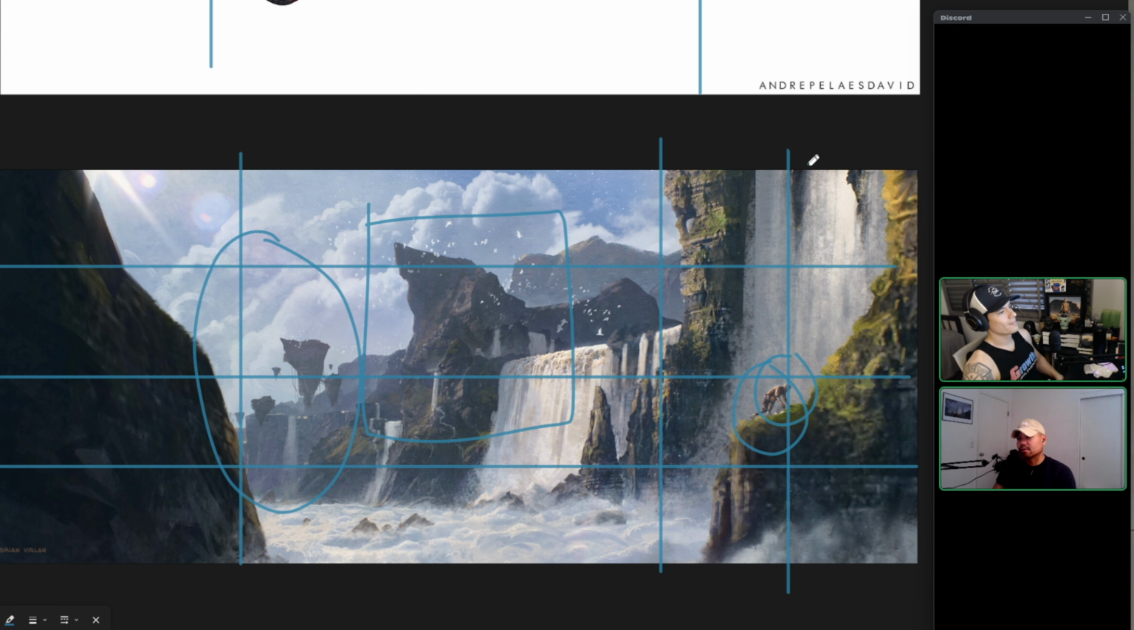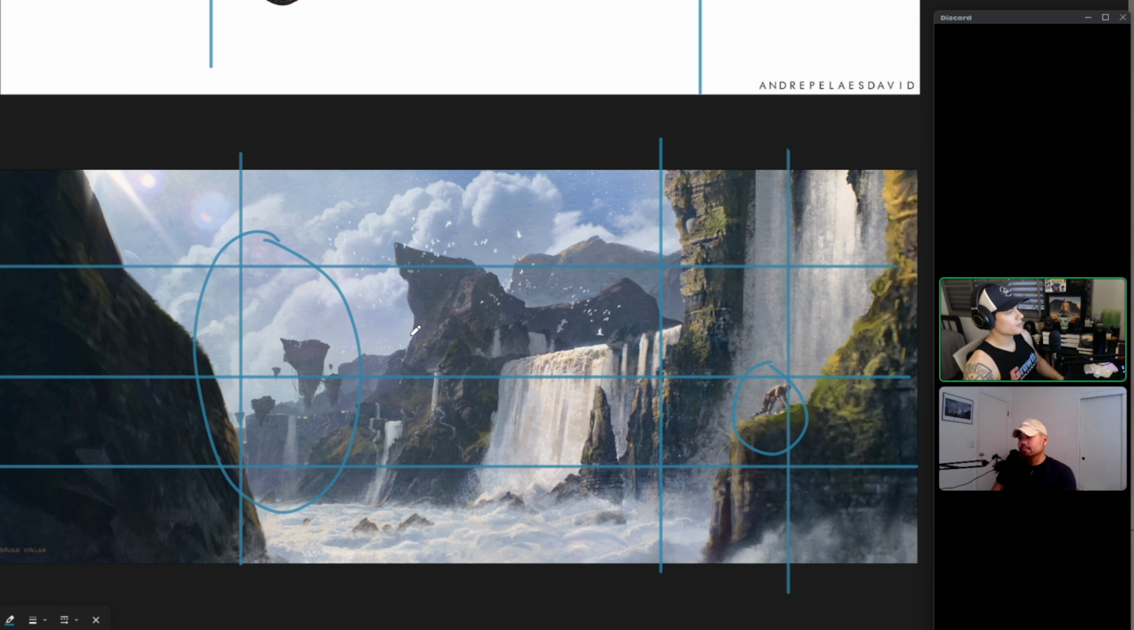And then this waterfall here and the guy here is kind of supporting the mountain in the distance. So that's probably the last thing I'll see. But this right here is where my eye will go to.